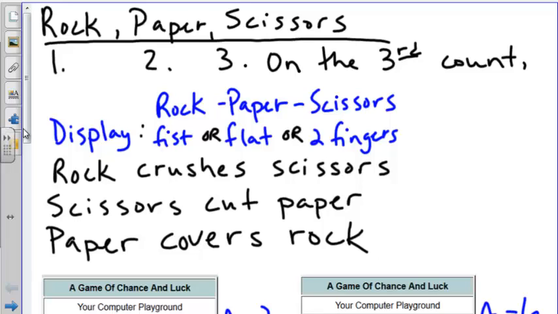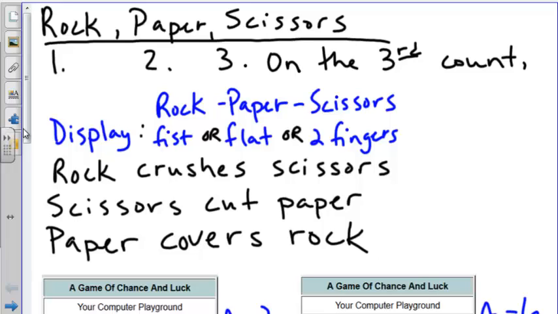You shake your fist 3 times, and on the third count, you either display a fist, which stands for rock, a flat hand, which stands for paper, or 2 fingers, which represents scissors. The winner is determined based upon the following rules. Rock crushes scissors, scissors cut paper, paper covers rock.